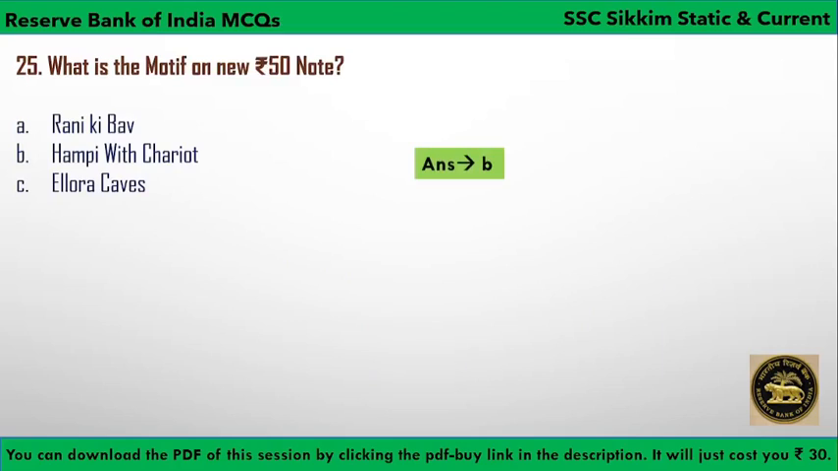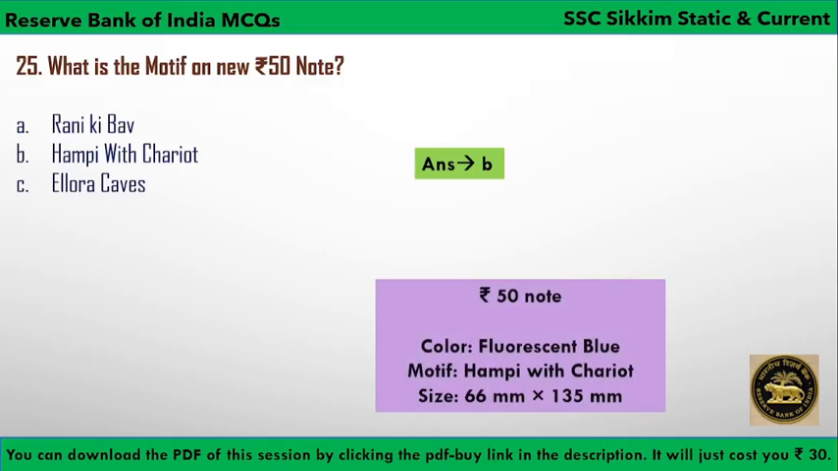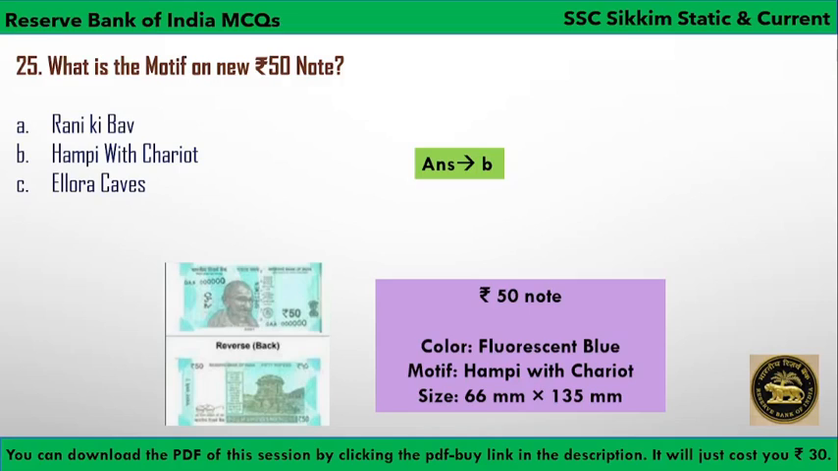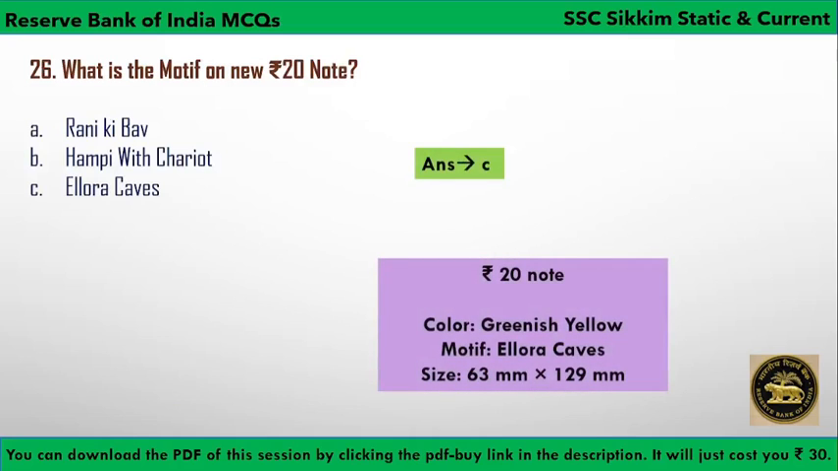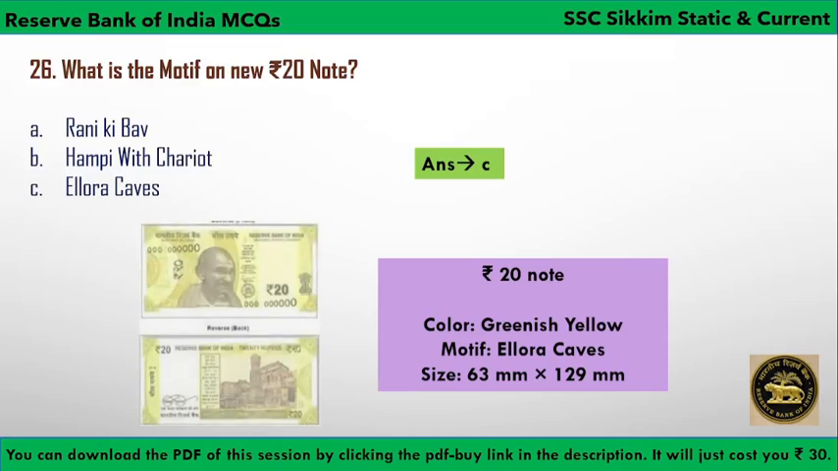Next question, what is the motif on new rupees 50 note? The motif on the new rupees 50 note is Hampi with chariot. The color of the new rupees 50 note is fluorescent blue. Size is given. And the next question, what is the motif on new 20 rupees note? The motif on the new 20 rupees note is Ellora caves. You can see on the back of the note the picture of the Ellora cave. The color of 20 rupee note is greenish yellow.